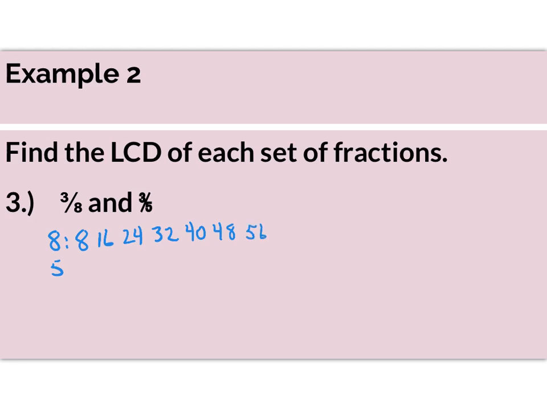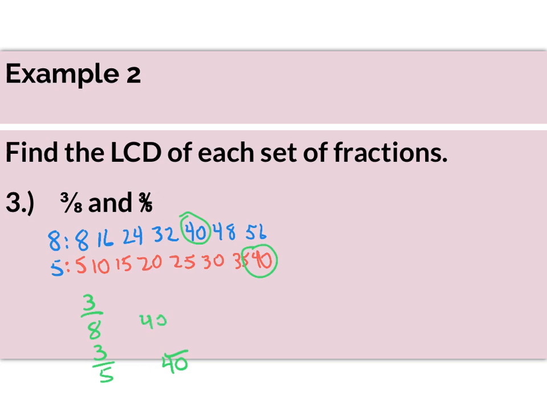And going through 5: 5, 10, 15, 20, 25, 30, 35, and 40. Looking through our numbers, we see that 40 is the lowest common multiple to both numbers. So now 3/8 and 3/5. 40 would be the lowest common denominator. It's also the least common multiple.